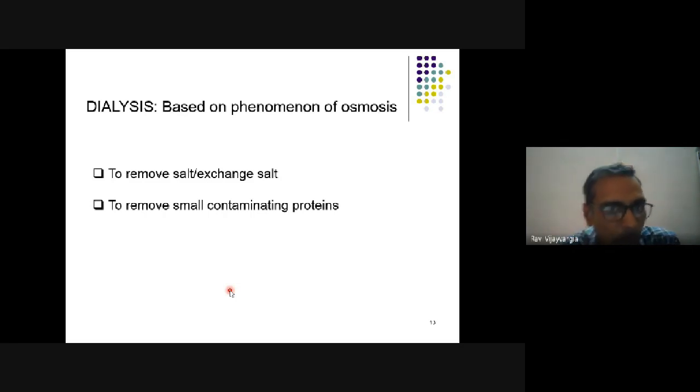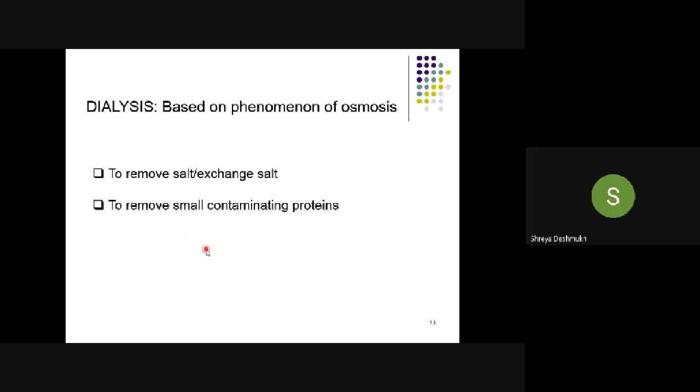contaminating proteins. Also, you can use dialysis to remove excess salt from your buffer, or you can also use it to exchange the salt of your buffer. So both functions can be done by dialysis. All of you have heard of dialysis and dialysis membrane? Yes or no? Yes, sir.